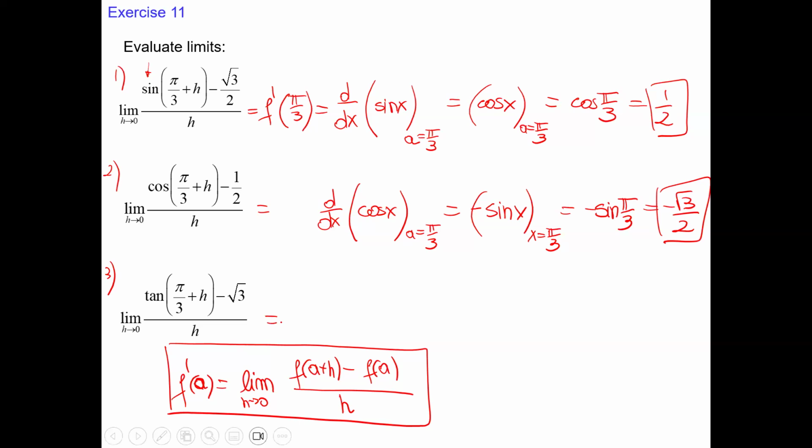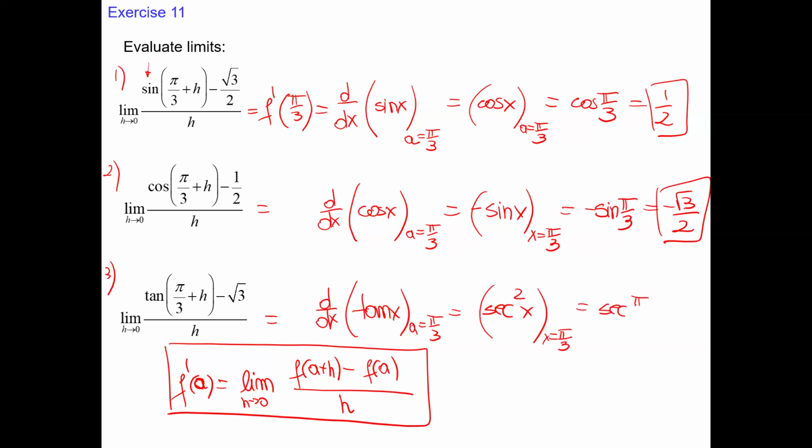And the last one is tangent. You can also do it. This limit represents the derivative of the tangent of x at the point pi over 3. The derivative of tangent is secant squared of x. And x will be x or a, I'm just interchanging, pi over 3. And then secant at pi over 3, and we have to square it. Secant at pi over 3 is the reciprocal of cosine, 1/2, so 2. 2 squared will be 4.